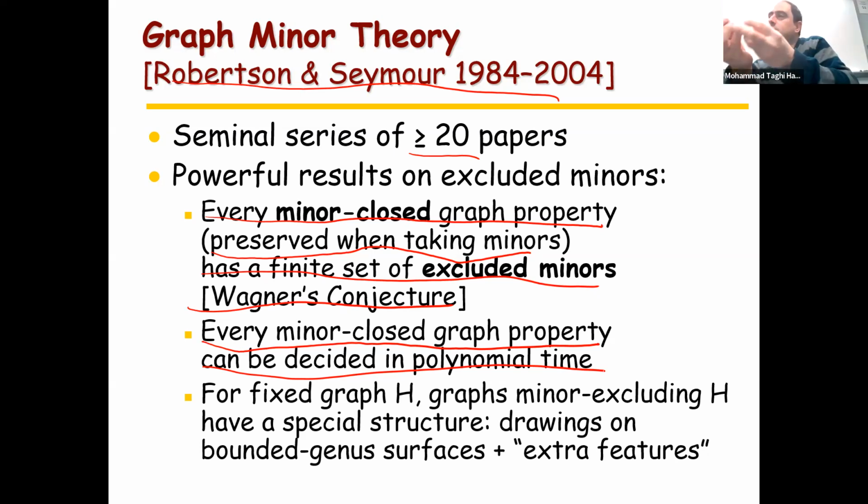So if there's an algorithm to check the minor, then you can check it in polynomial time whether this graph satisfies the property that you have or not. So that's a very powerful theorem, essentially. And this also says that, and we will talk later about it.